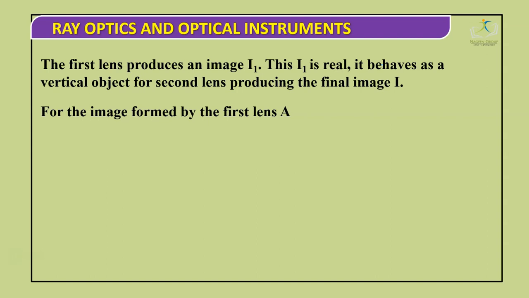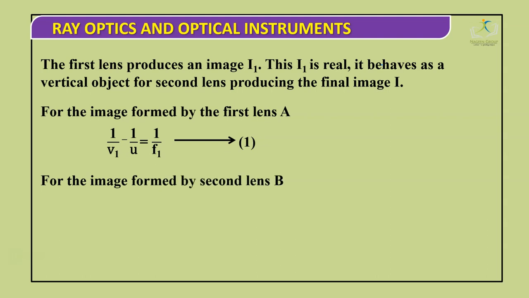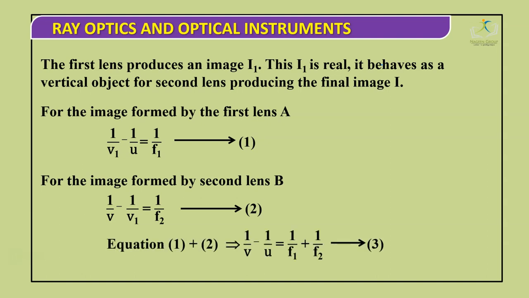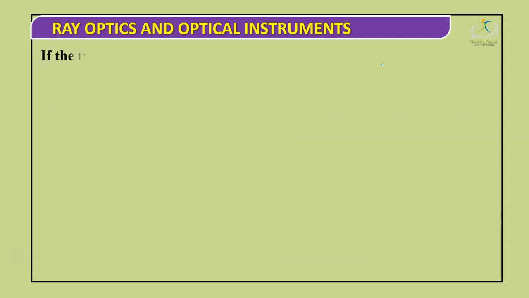For the image formation by the first lens at A, 1 by v1 minus 1 by u is equal to 1 by f1. For the image formed by the second lens B, 1 by v minus 1 by v1 is equal to 1 by f2. Adding equations 1 and 2 gives the equation 1 by v minus 1 by u is equal to 1 by f1 plus 1 by f2.